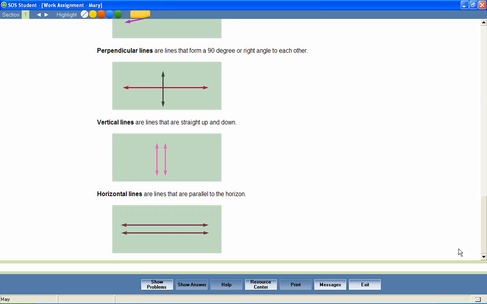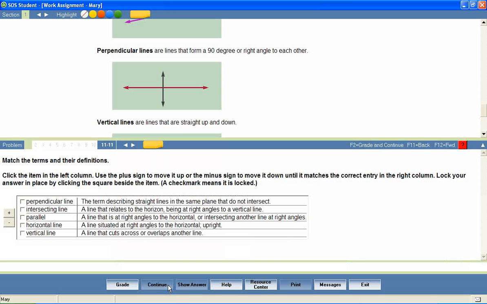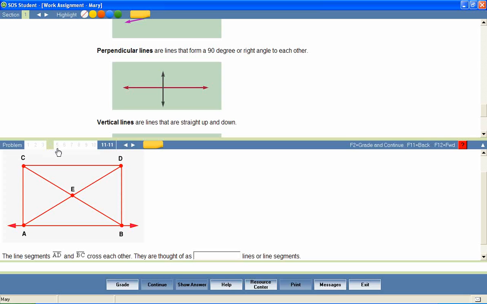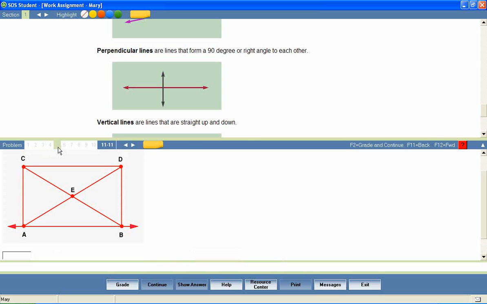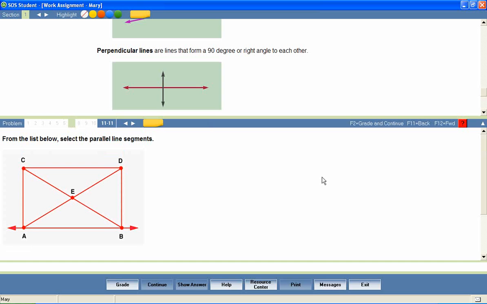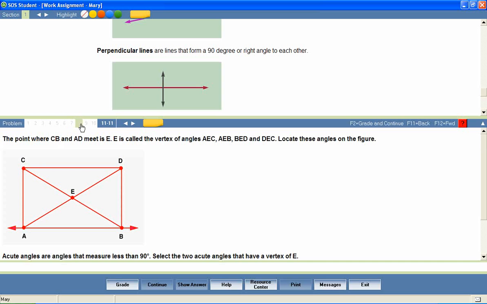At the end of the lesson, the student is presented with a series of questions that provide a review of lesson content. Questions are presented in a variety of formats, including matching, fill in the blank, true and false, sequencing, multiple choice, multiple select, click and place, essay questions, and many more. 85 to 90% of student work is graded instantly by the program.